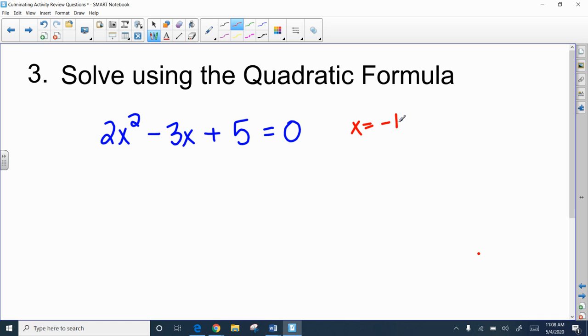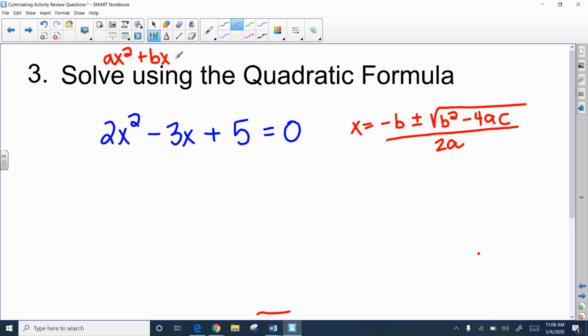X equals negative b plus or minus the square root of b squared minus 4ac all over 2a. This is in the correct form. We need our equations in the form ax squared plus bx plus c equals 0. So make sure it's equal to 0. This one's already equal to 0. That means the a is 2, the b is negative 3, and the c is 5.